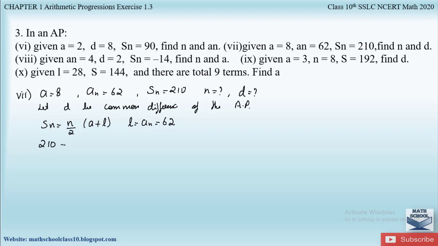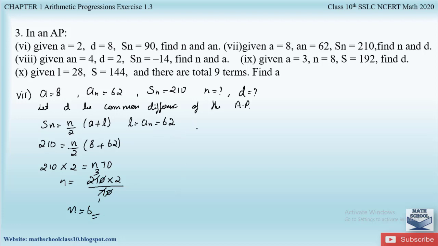So let us substitute and find out the values in this formula. So 210 is equal to n divided by 2, a is 8 plus the last term 62. n value is not given, so we have to find out the n value. So let us cross multiply here. So 210 into 2 is equal to n into, what is 62 plus 8, it is 70, or n is equal to 210 into 2 divided by 70. So 7 1s are 7, 7 3s are 21, so 3 2s are 6. So we got the n value as 6 here.